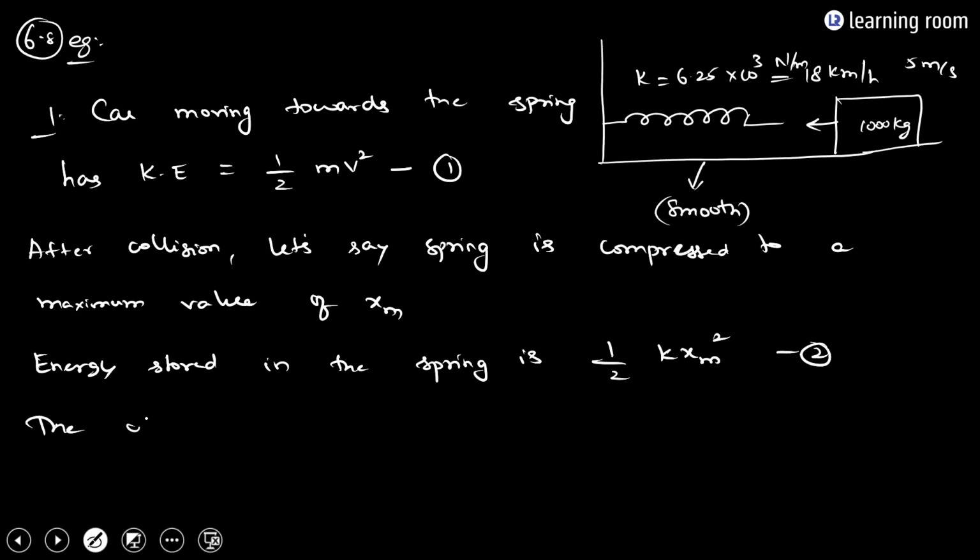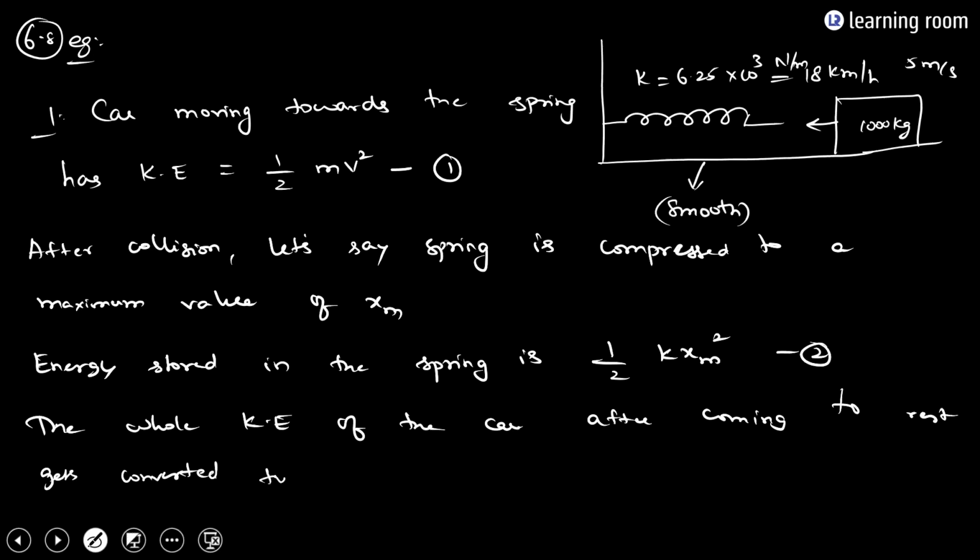The whole kinetic energy of the car after coming to rest gets converted to the elastic potential energy of the spring. So it's very simple. We need to equate the first and the second equation. So half mv square will be equal to half into k into xm square. Half and half are gone.